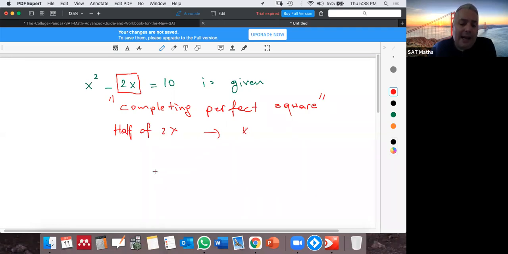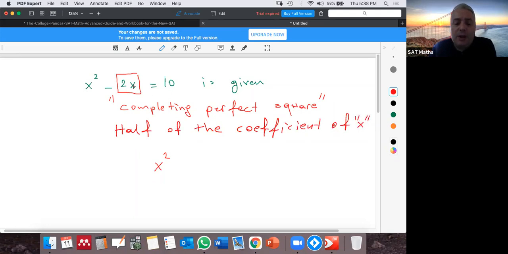Actually, let me write it better: half of the coefficient of x. The coefficient of x is 2. Half of it is 1. So x squared minus that number, by the way, we put that square here. One more time: I look at the coefficient of x, which is 2. I take its half, which is 1. I open the parentheses. Instead of x squared, I put x. x minus 1 squared is equal to, be careful now, 10 was given.